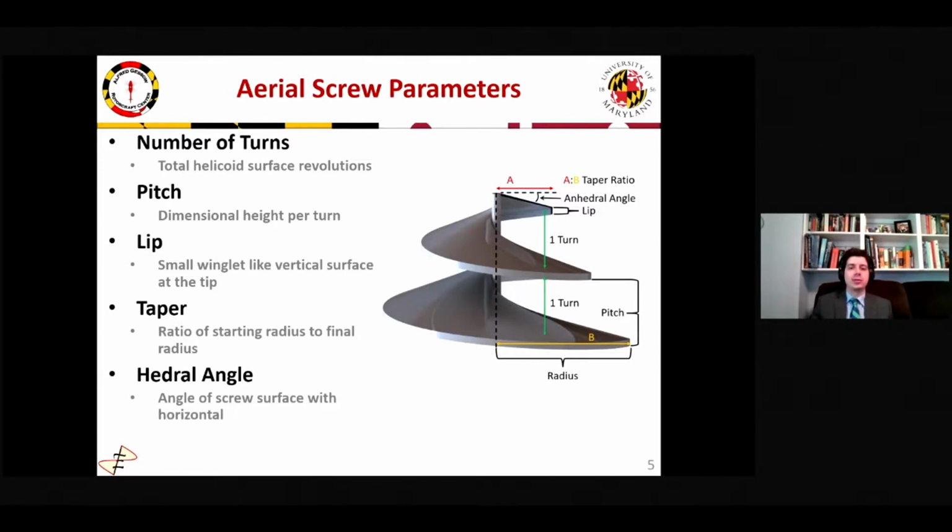We looked at the number of turns in a rotor surface, the pitch, defined in the same way as a physical screw, the dimensional height per turn. We wanted to investigate the effect of a lip, essentially a small winglet-like surface at the tip, as well as the taper, which is the ratio of the starting radius to the final radius, and lastly, the hedral angle, which is the angle the surface makes with respect to the horizontal. And we identified the leading edge as the beginning of the screw surface and the trailing edge as the very bottom.